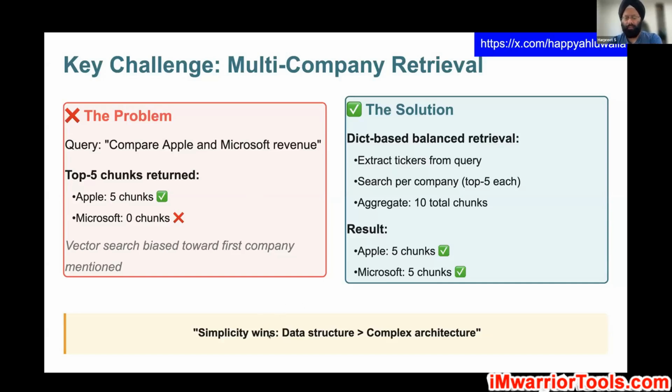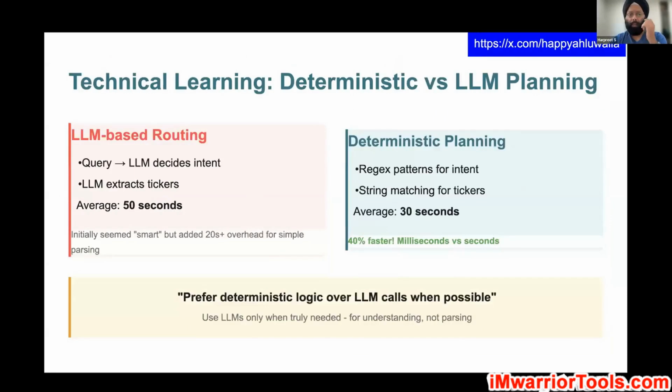So one thing I learned, simplicity wins. Data structure improvements are better than changing the architecture at any given point.